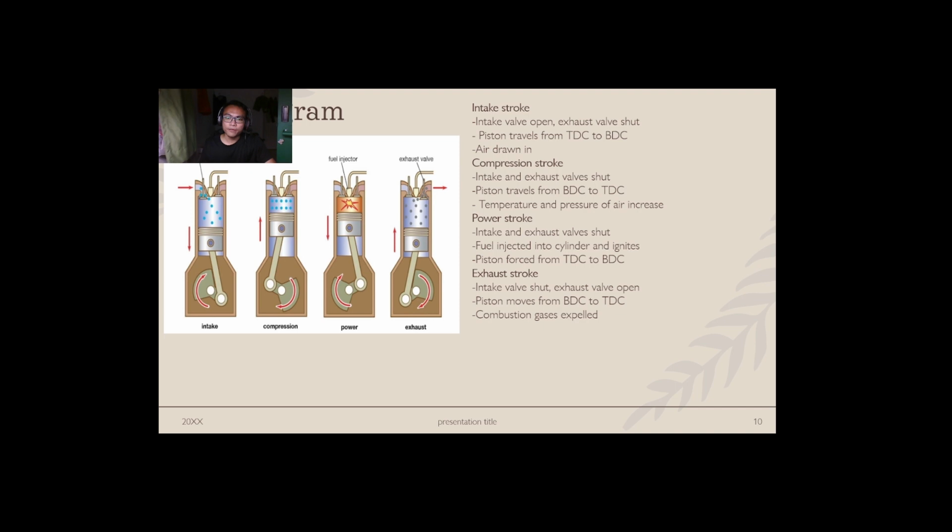Next is the compression stroke. The intake and exhaust valves will shut. The piston will travel from BDC to TDC, and the temperature and pressure of the air will increase. Next is the power stroke. The intake and exhaust valves will also shut. Fuel is injected into the cylinder and ignites, and the piston will be forced from TDC to BDC.